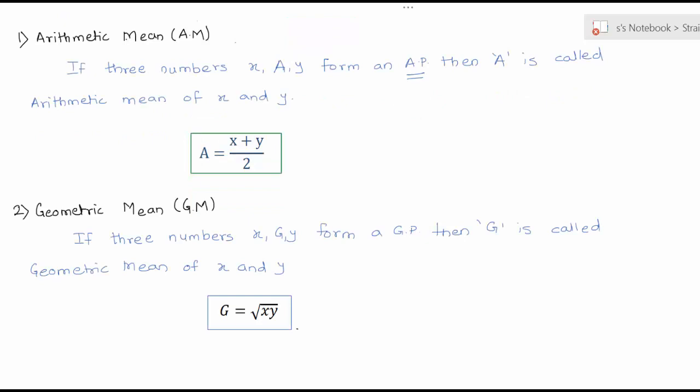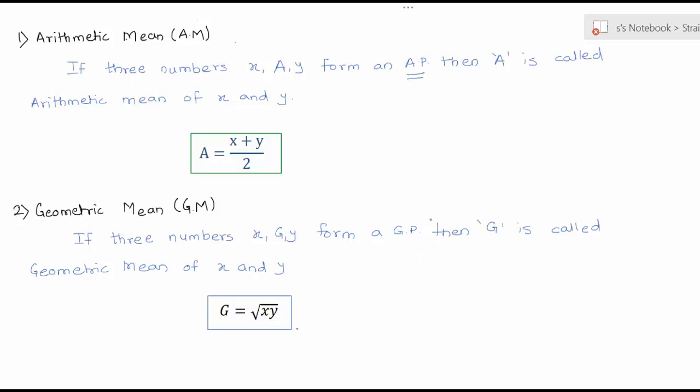Similarly students, there is another definition called geometric mean. Now, if three numbers x, g and y form a GP, that is geometric progression, then g, the middle number, is called the geometric mean of x and y.